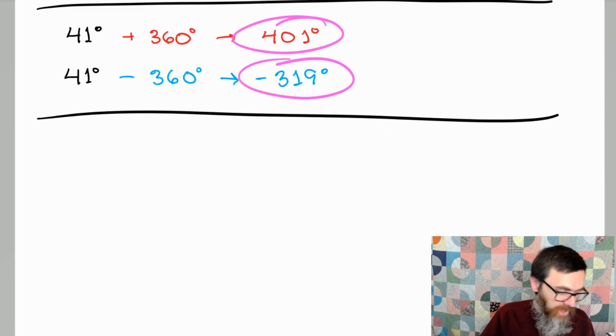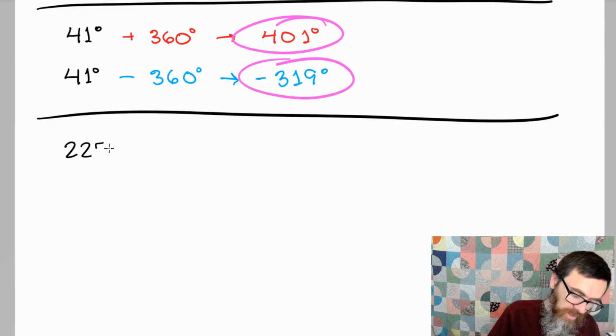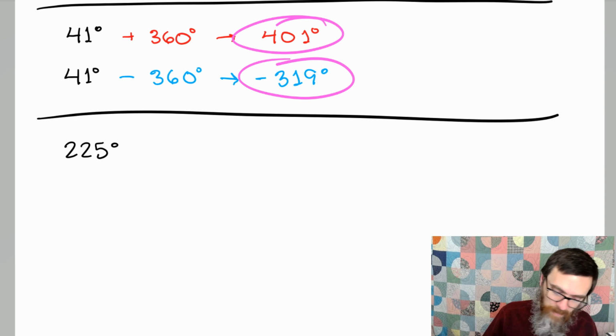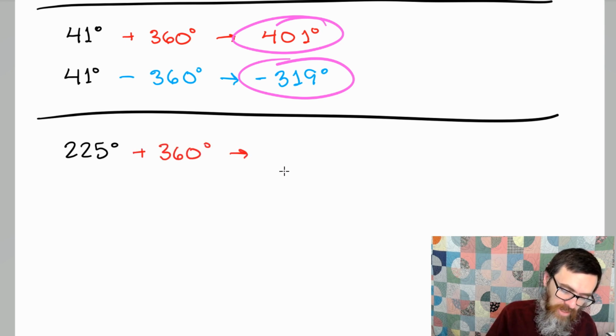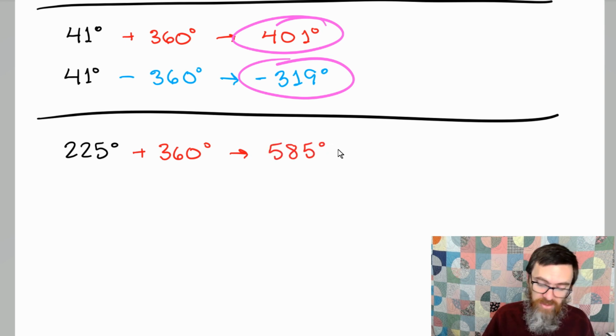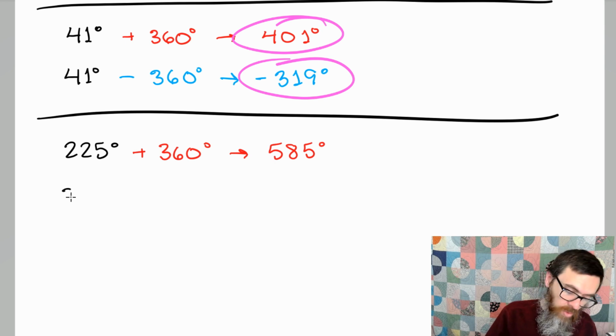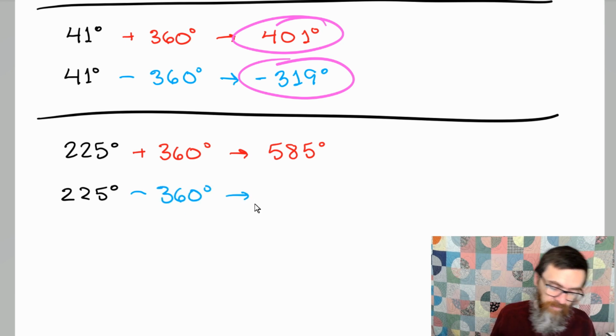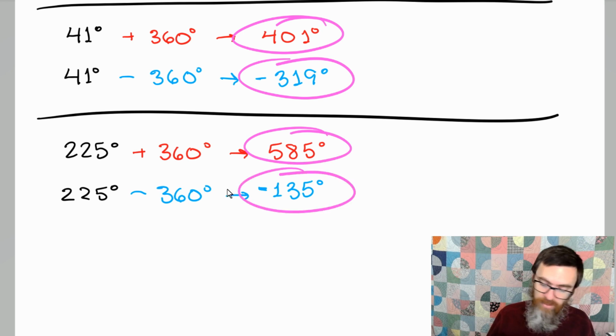So let's do it with the other two examples that we have right here. We have 225 degrees. If I add 360, that's going to be another positive one, so that's going to give me 585 degrees. Or if I subtract 360 degrees, that's going to give me negative 135 degrees. So again, here are the two answers that it's looking for.